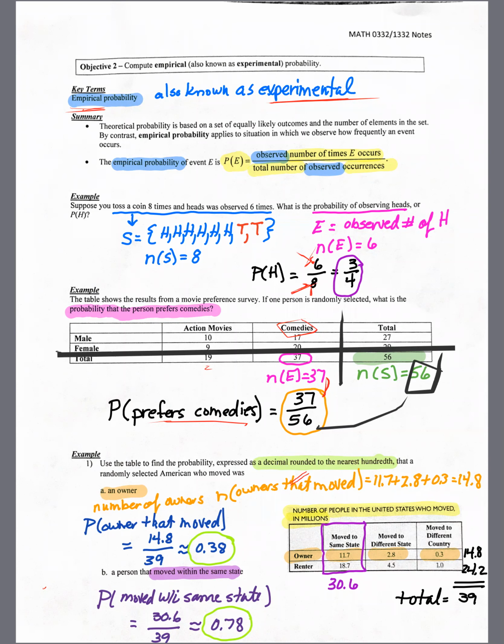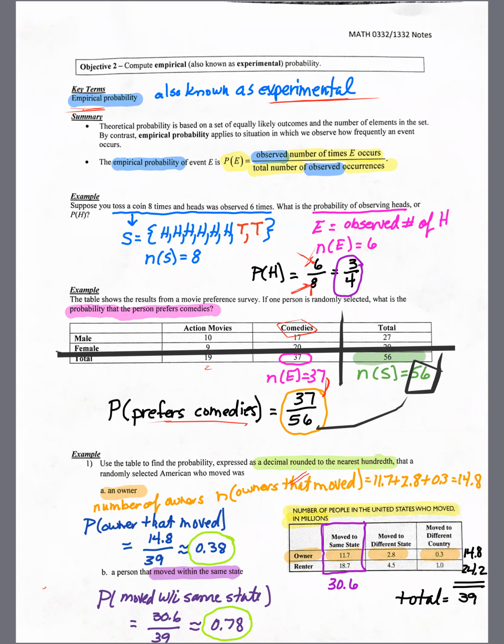I get 30.6, divide that by 39, and you get 0.78 is the probability. So this tells us that out of every 100 people, 78 of those people are just moving within their state. Okay, remember that decimals and percents, when we were working with those before, and their meaning.